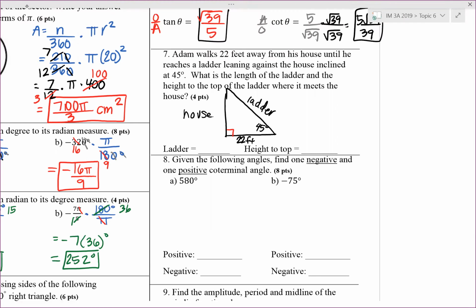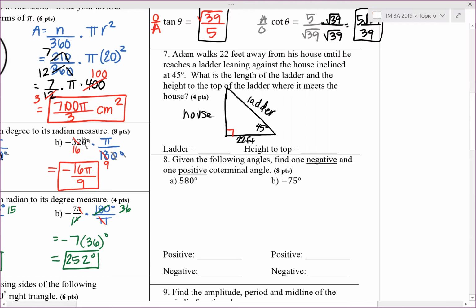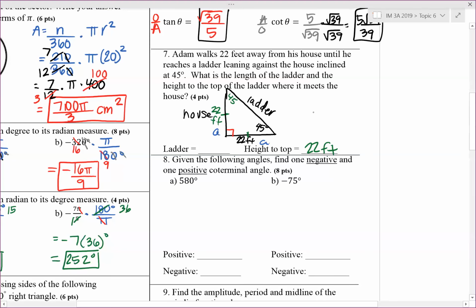And so remember that you don't have a calculator, so you aren't necessarily using SOHCAHTOA here. So if this side is 22 feet, this side is 22 feet. So that means that the height to the top of the ladder is 22 feet because it's a 45, 45, 90 right triangle. Remember that the pattern is that if those sides are A, then the ladder must be A times the square root of 2. So if it's 22 feet, that means that it's 22 times the square root of 2 feet is the length of the ladder.